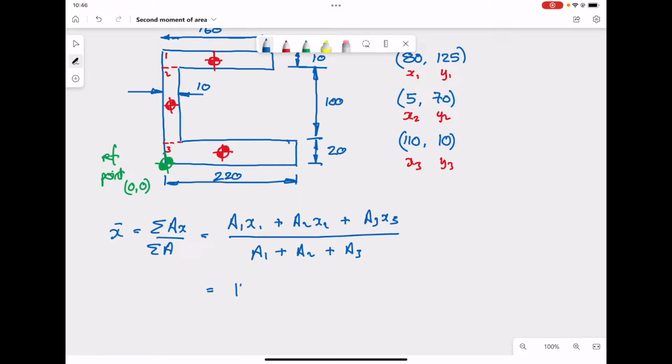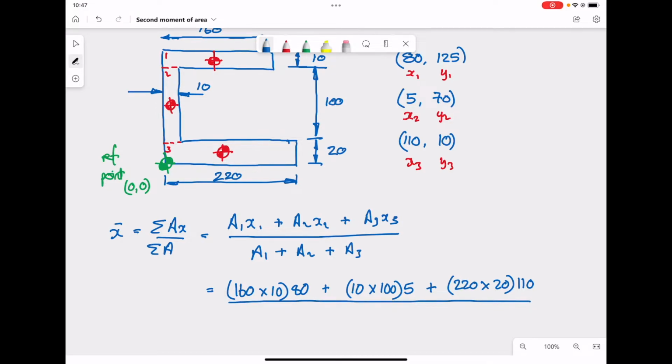In this case, area 1 is 160 by 10, and the x1 dimension given at the top is a value of 80. For the second rectangle, it's 10 across by 100 deep. X2 value 5, plus then area 3, which will be 220 by 200. X3 dimension is 110. Divide that by the total cross-sectional area, which is 160 by 10 plus 10 times 100 plus 220 times 20.